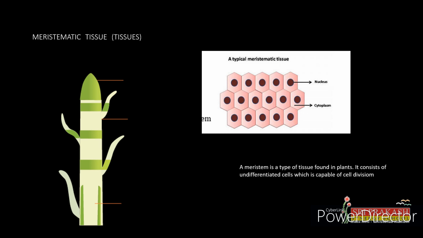There are three parts of meristematic tissues: apical meristem, intercalary meristem, and lateral meristem. A typical meristematic tissue has two parts, nucleus and cytoplasm. Meristem is a type of tissue found in plants. It consists of undifferentiated cells which are capable of cell division.